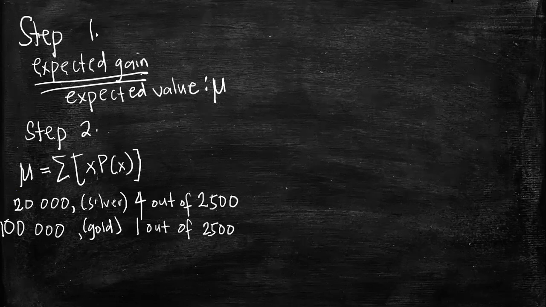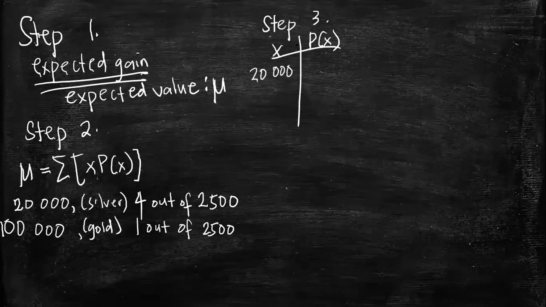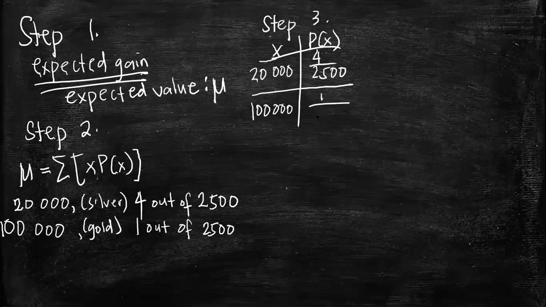Okay, class. Since this is problem solving, wala muna tayong round off, para makita natin siya ng mas maganda. Sige, step 3 na tayo, solution tayo. So, x, p of x. Ang x natin is 20,000. Ang probability na makuha natin si 20,000 ay 4 out of 2,500. So, that would be 4 over 2,500. Wala muna maglo-lowest term para madali natin makita. Next is, 100,000 yung mapapanalunan ko as a random variable. Ang probability niya ay 1 out of 2,500.